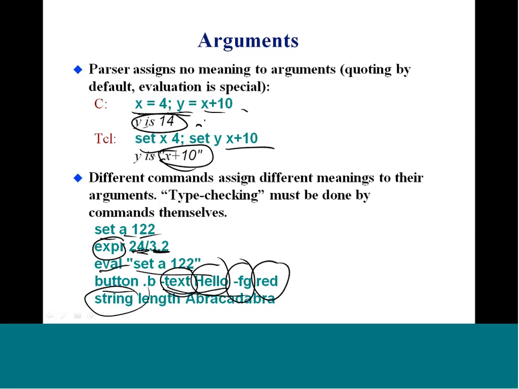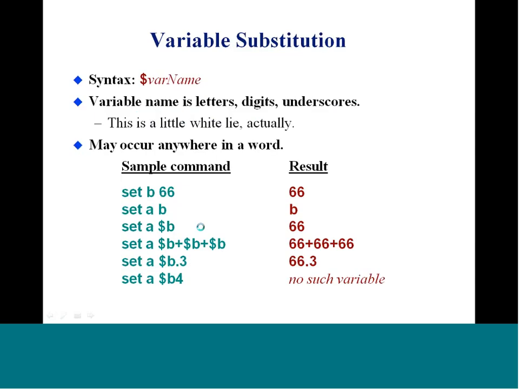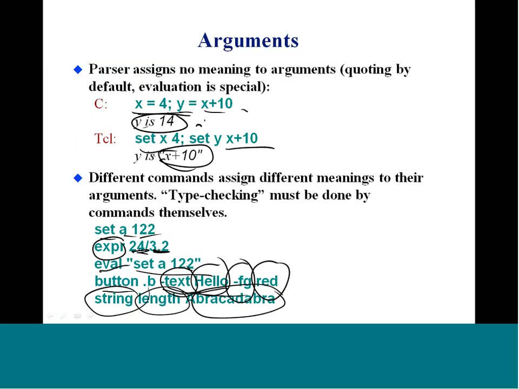Now another command called string has an argument of length, and then another string, which is just another word. So the string command has two arguments. Now this one has two arguments. This has three arguments, and this has only one argument. This one has 1, 2, 3, 4 arguments, and this one has just two arguments.